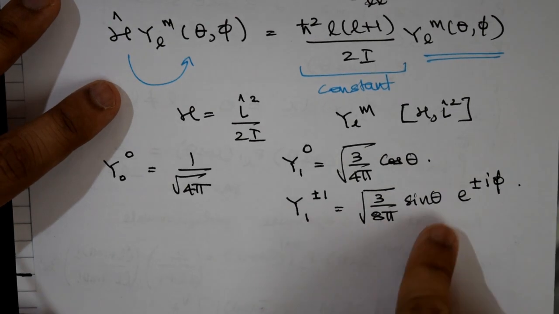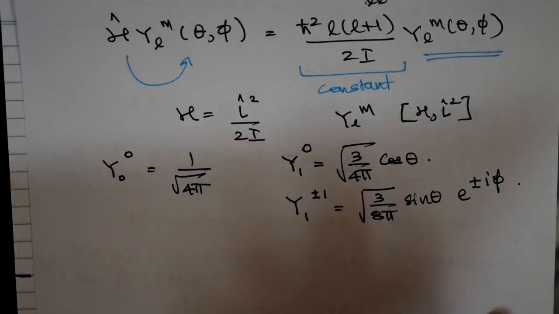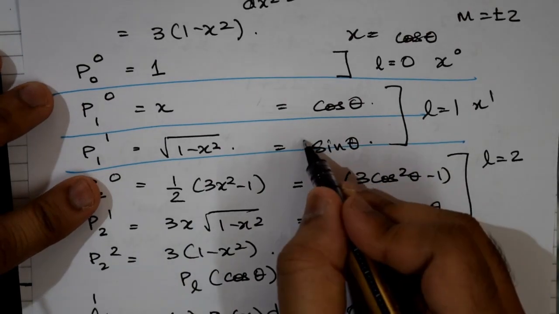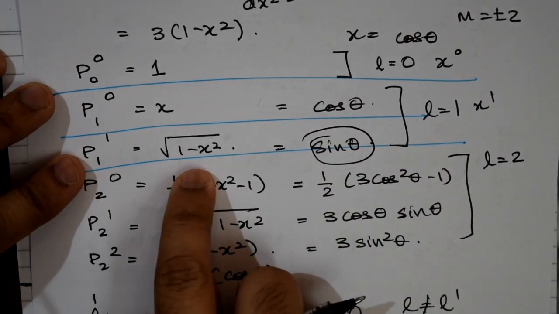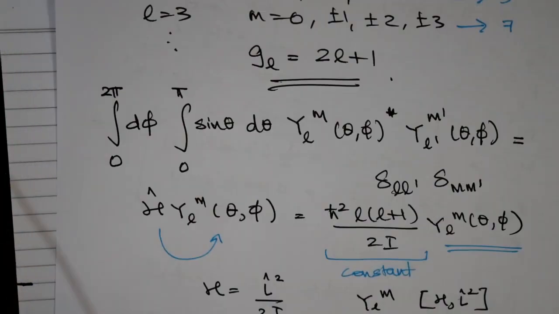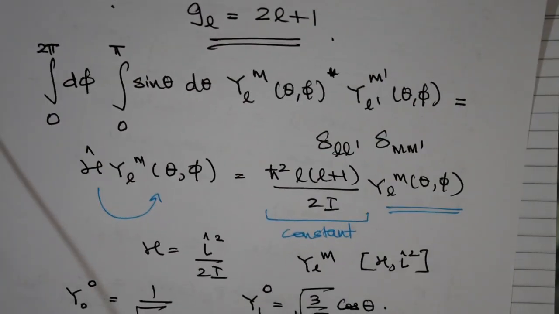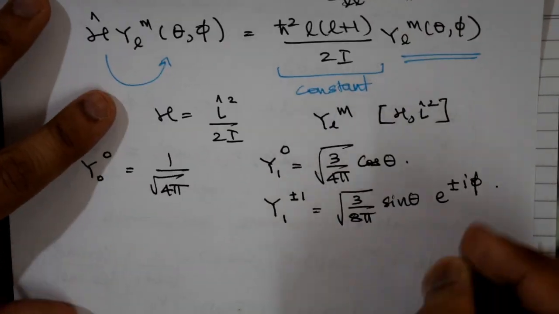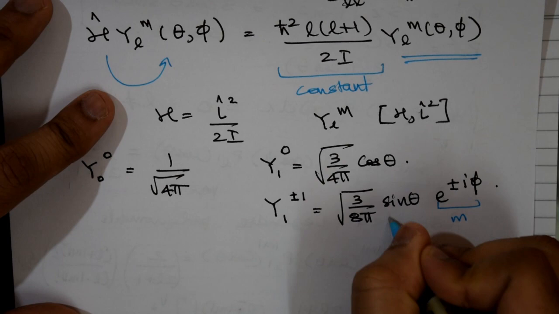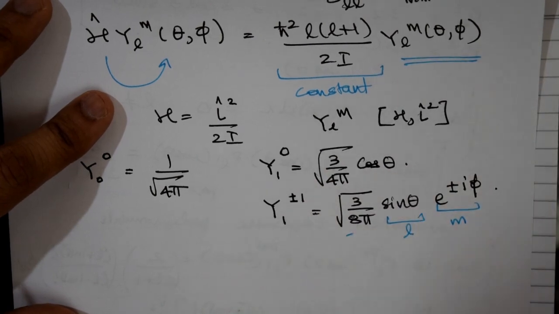So how does the sine theta come up? We had done that a moment earlier. The sine theta comes up from the fact that we were able to get it from the Legendre polynomial, and the e power i phi comes from the m portion. So let me repeat it again. This comes from the m portion, this comes from the L portion, this is the overall normalization constant.